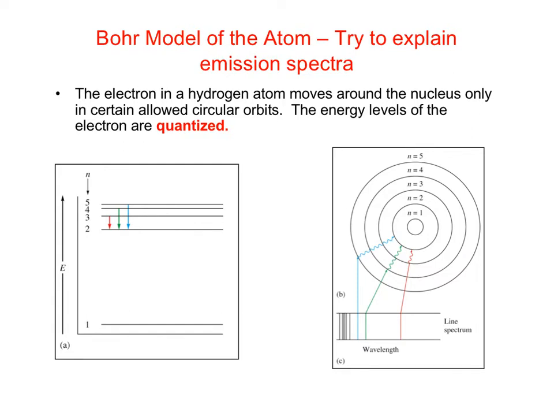And so you got one color of light when you went from orbital number 5 down to orbital number 2, and you got a different color of light when you went from orbital 4 to orbital 2, for example. And so all of these different lines in the spectrum corresponded to different transitions between the different orbits.